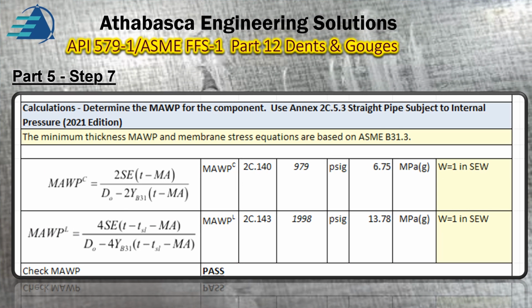We go to the B31.3 calculations, and everything is built into the standard. You can go to Annex 2C, 5.3 for straight pipe subject to internal pressure, the 2020 edition, and you can calculate the circumferential and longitudinal stresses. We find that the minimum of those two is 979, and that's what is available, and the required is lower than that, so we pass. We will use this value later on in the calculation to evaluate the stress.